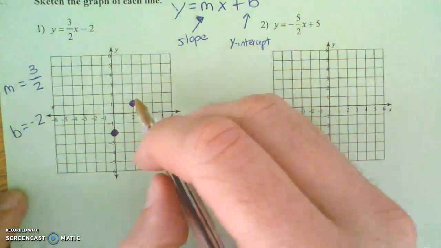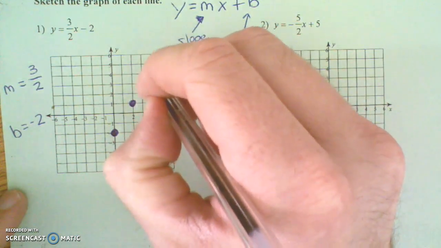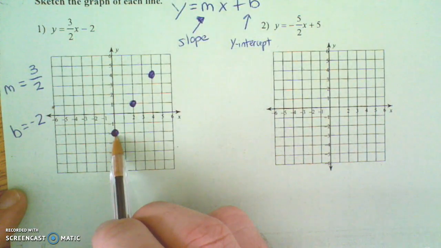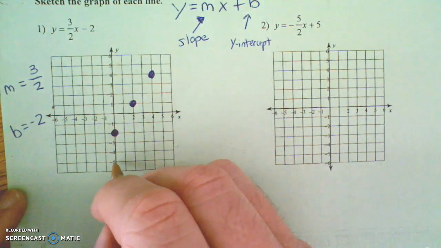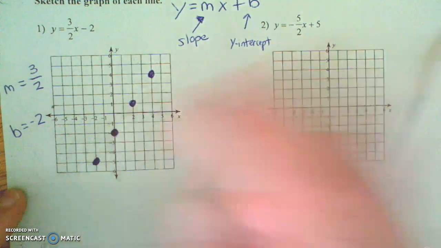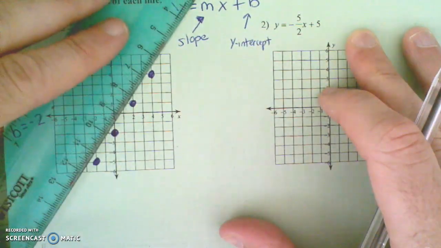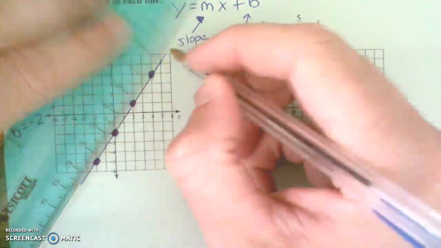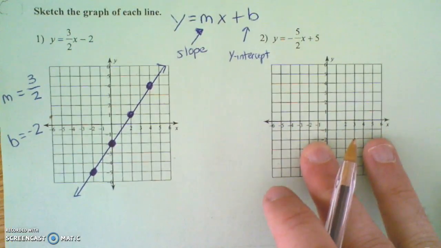I can do it one more time. 1, 2, 3, over 1, 2. I can also go back to my y-intercept and go in reverse. So instead of going up 3 to the right 2, I would go down 3 and to the left 2. So now that I have a good number of points on my line, I can draw a line between those points, and there's the sketch of that line. That's graphing a line in slope-intercept form.